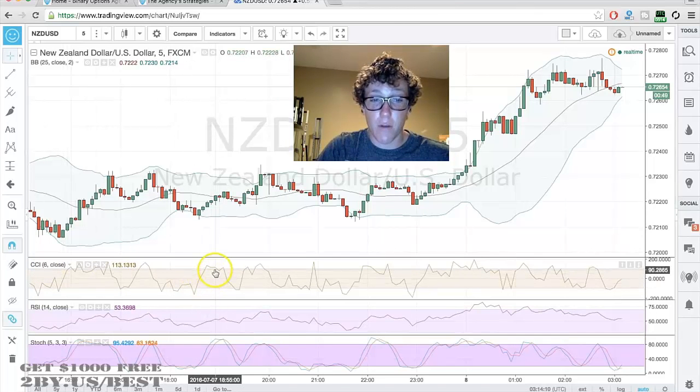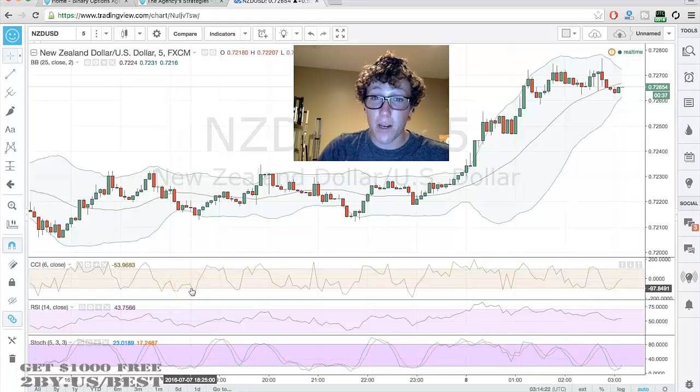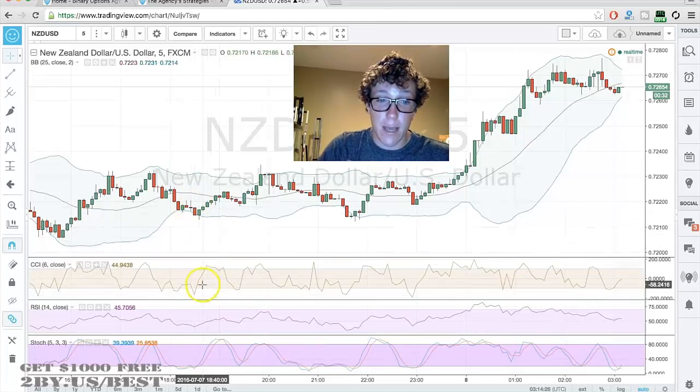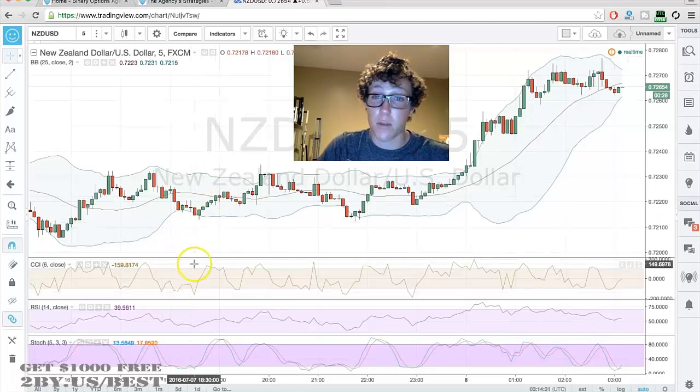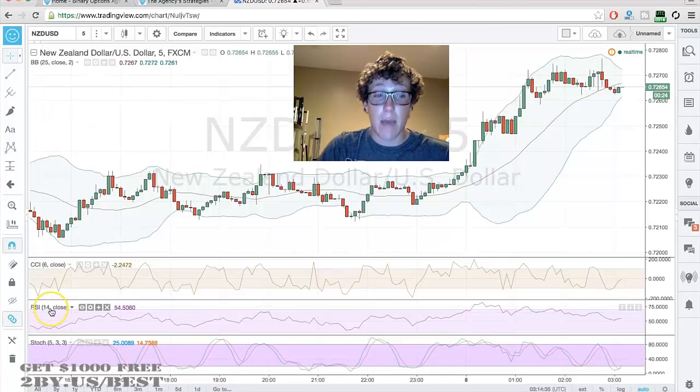And the lines we're looking for here, TradingView does it very well for us: 100 and negative 100. Above 100 means it is overbought, which means it's likely to go down, and below negative 100 means it's oversold and it's likely to come back up. Now here you can see that once this peaks down here oversold, it does rise back up, so it's a great indicator.